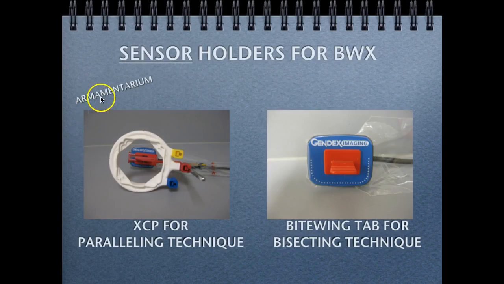Other armamentarium that would be used to obtain a BITEWING image might be an extension cone paralleling device. This is just one type that's on the market. And you have a rod and a bite block and a ring. And if this is aligned properly and placed in the mouth properly, the PID, then this ring is on the extraoral, it's on the outside of the face, and so you use the ring to align the PID. And most of the time, I would say about 90–95% of the time, this works very well for a diagnostic quality.